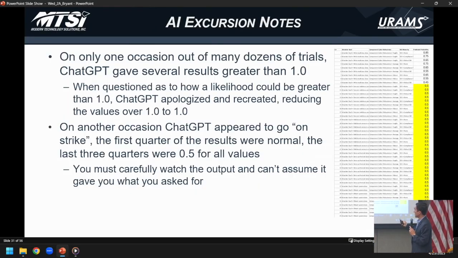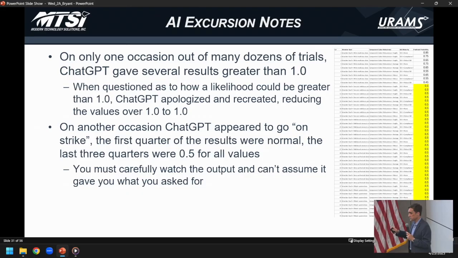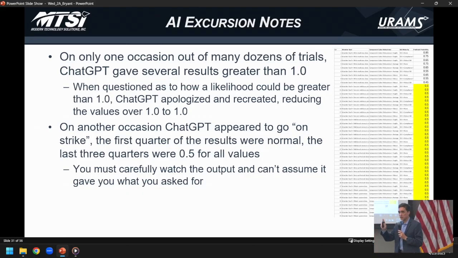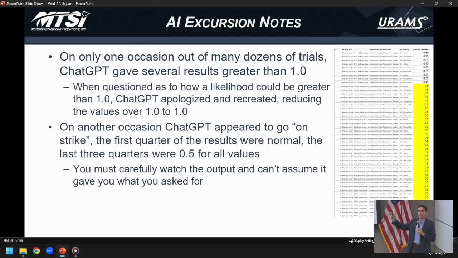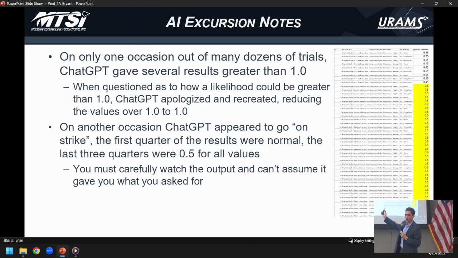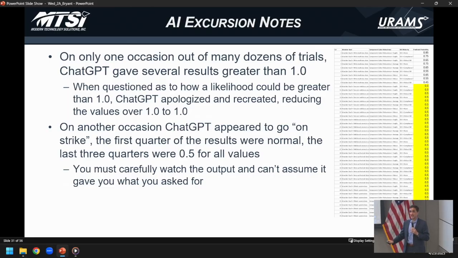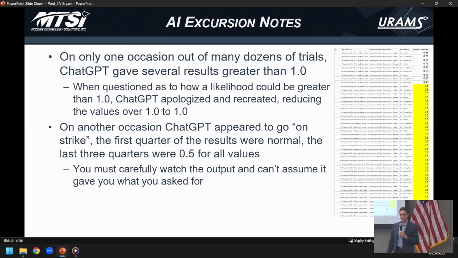A couple other things I just thought were fascinating. One is that this is hundreds and hundreds of trials. Once and only once, it gave me answers over 100%. So I asked it, it's an LLM, I said, well, how could these answers be over 100%? And it came back and said, oh, I'm sorry, that was due to the way I was combining the factors. Let me fix that for you. And it spit out the results again, and it truncated all the numbers that were over 1 down to 1. I don't know why. I'm mostly mentioning this to increase everyone's caution about using these tools.